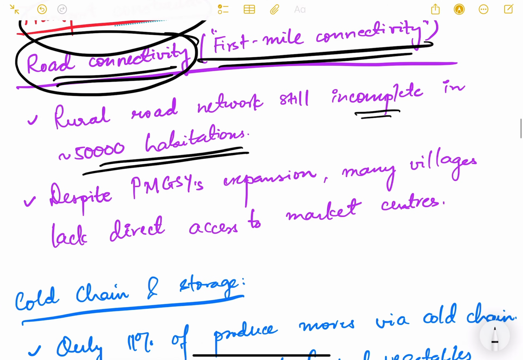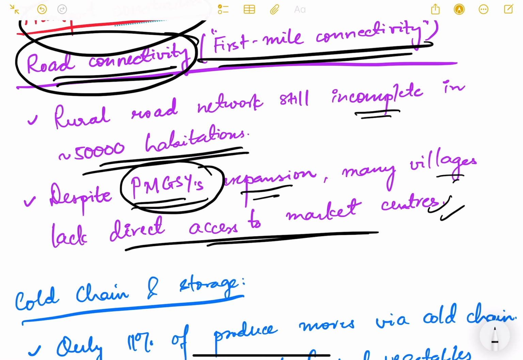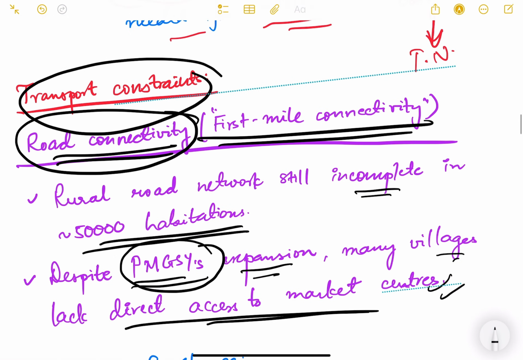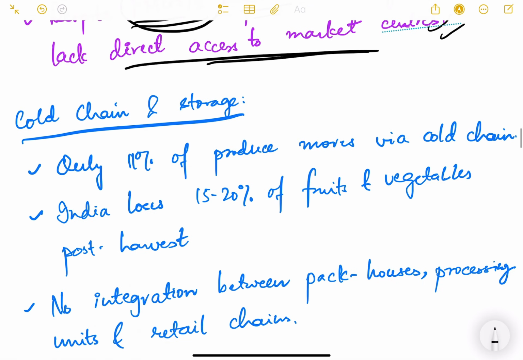More than 50,000 habitations don't have this connectivity yet. Despite the Pradhan Mantri Gram Sadak Yojana's expansion, many villages lack direct access to market centers. So road connectivity, very, very big problem. This is point number one you can use as a transporting constraint if you're writing any answer about it. Point number two is cold chain and storage.